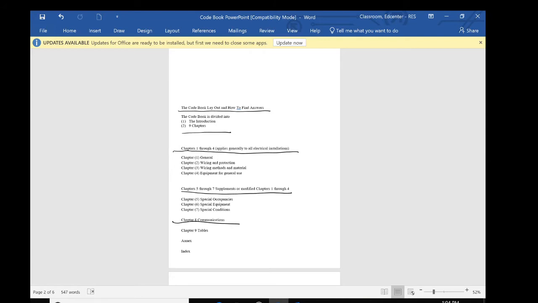Chapter 9 is tables, and the code book is comprised of many, many tables, and we'll see as we go through there. One of the things that I advise you to do is, in the back of your code book, there's several blank pages. On one of those blank pages, you can write tables at the top, and we're just going to put all the tables on that page. That way, if you're looking for something and you're not sure where to look, that's also a resource where you go back there and say, okay, here's a table I'm looking for.